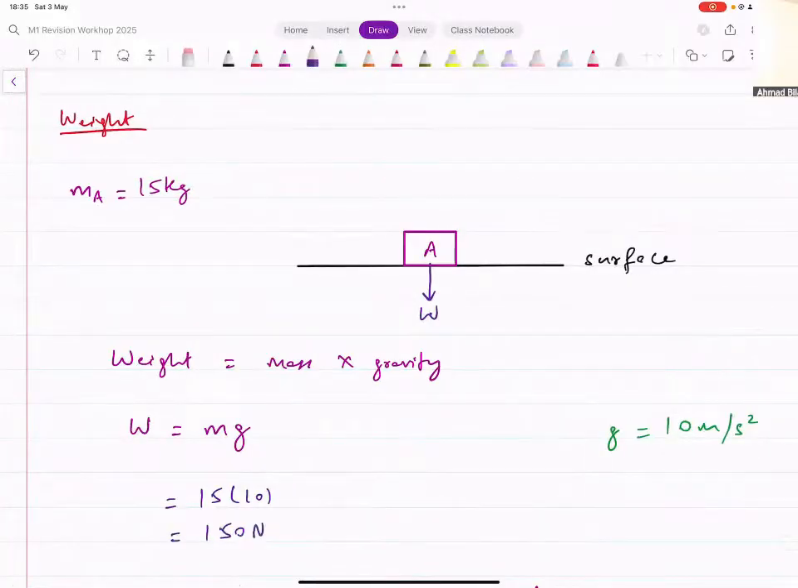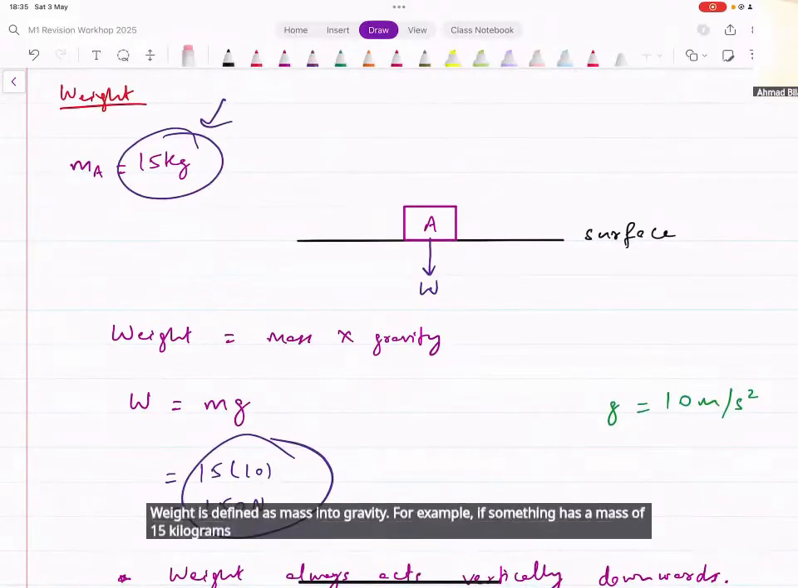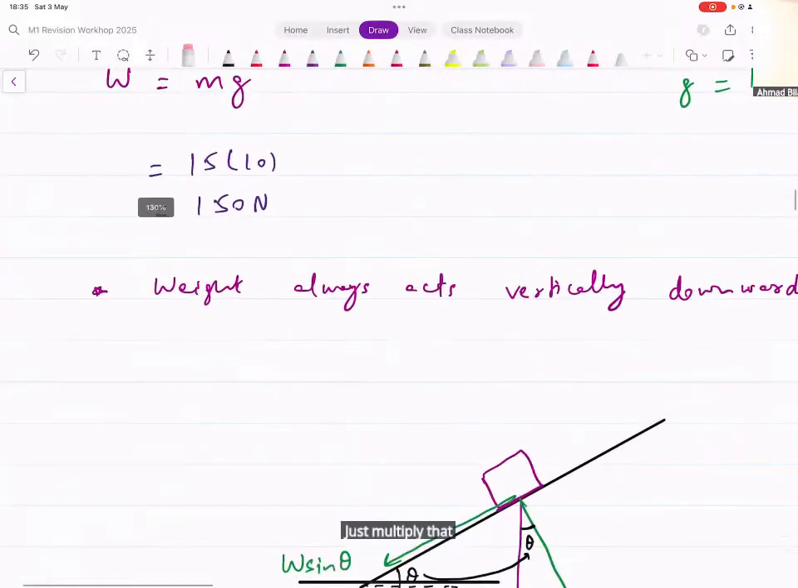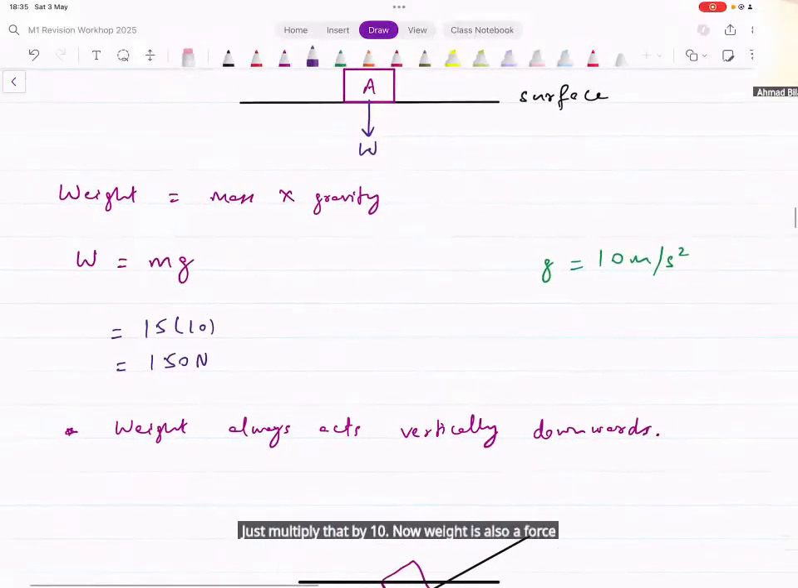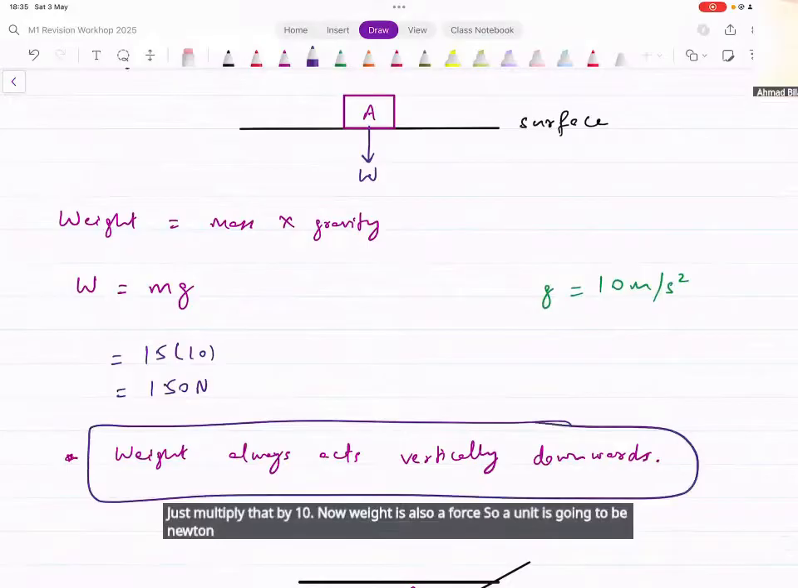Weight is defined as mass into gravity. For example, if something has a mass of 15 kilograms, its weight is going to be 150 Newton. Just multiply that by 10. Now, weight is also a force, so its unit is going to be Newton. The direction of weight is always vertically downwards. It always acts vertically downwards.